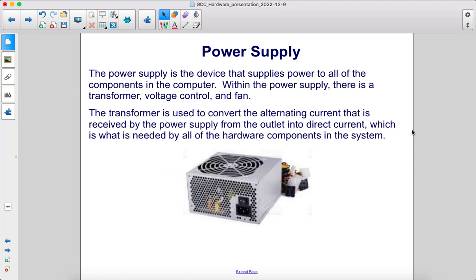The power supply is the device that supplies power to all of the components in a computer. Within the power supply, there is a transformer, voltage control, and fan. The transformer is used to convert the alternating current that is received by the power supply from the outlet into direct current, which is what is needed by all of the hardware components in the system.